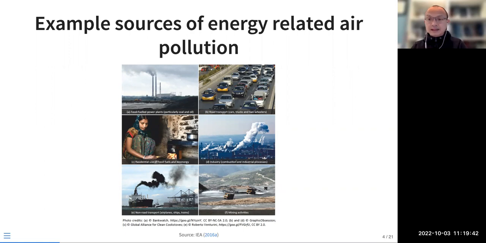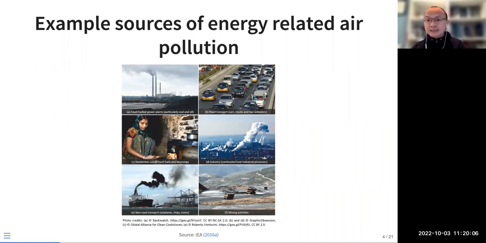In countries like China, because it has a manufacturing base and it's also the center for heavy industry, industry sources are especially a big portion of the pollutants.